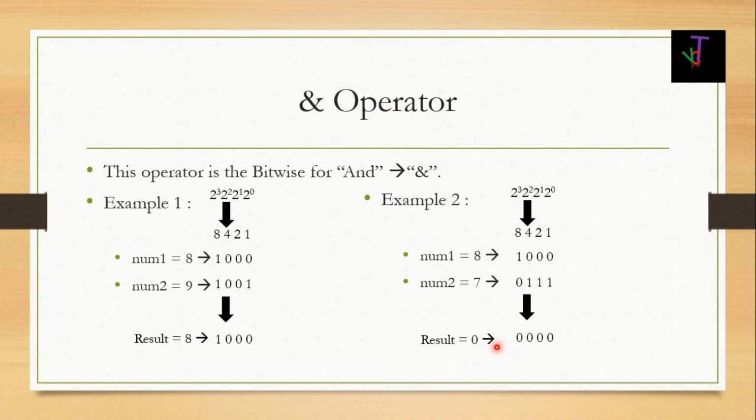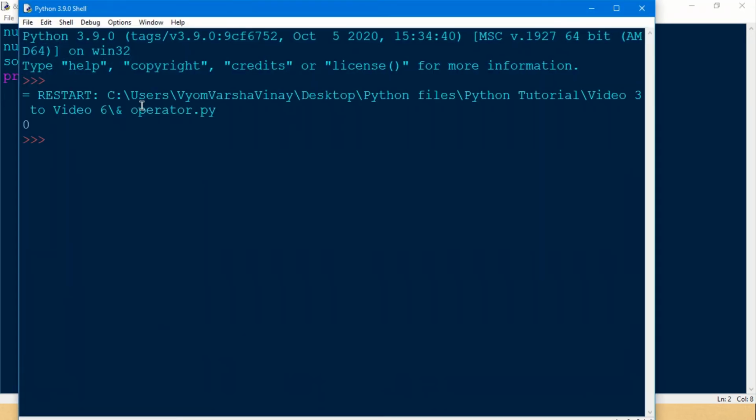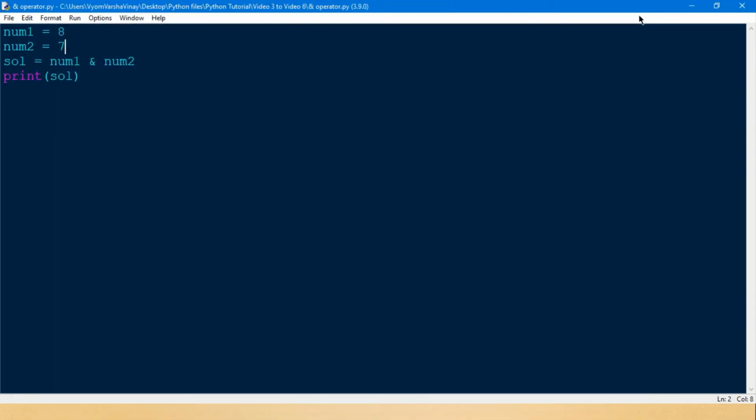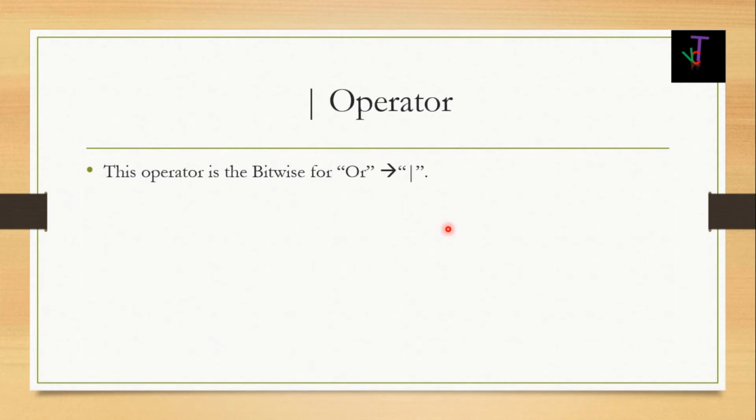And I'll show this to you in Python again. Now, just in place of this 9, we can put a 7, save it and run it. As you see, the result is 0. So I hope you understood what the ampersand operator is. Now moving on to the pipe operator. This operator is the bitwise for the OR operator.